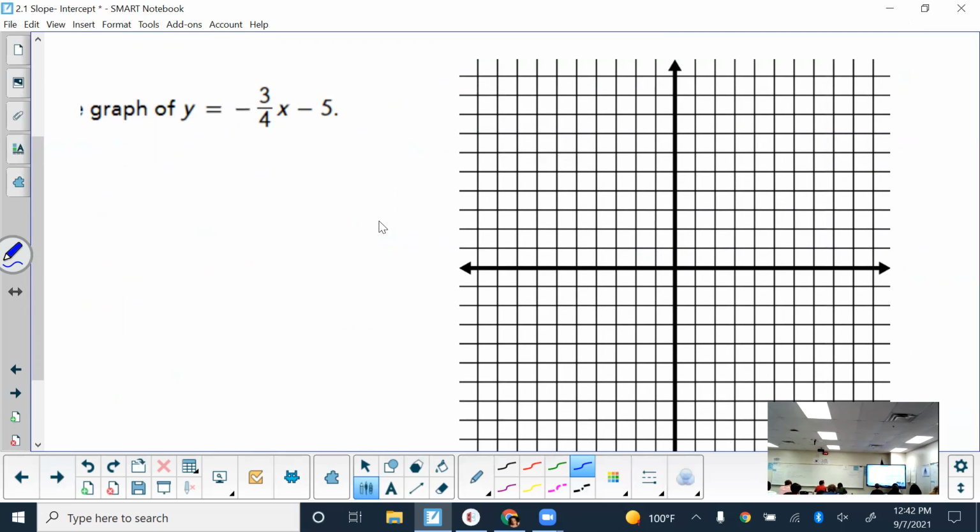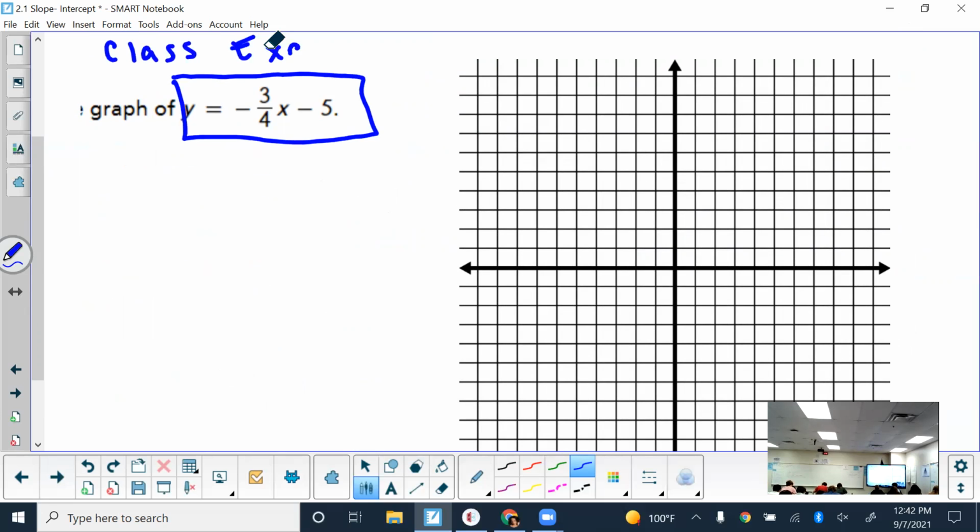This will go under the class example, so make sure you write this part down because that's not included on your note sheet. This goes under your class example. All right, now we're going to graph y equals -3/4 x minus 5.